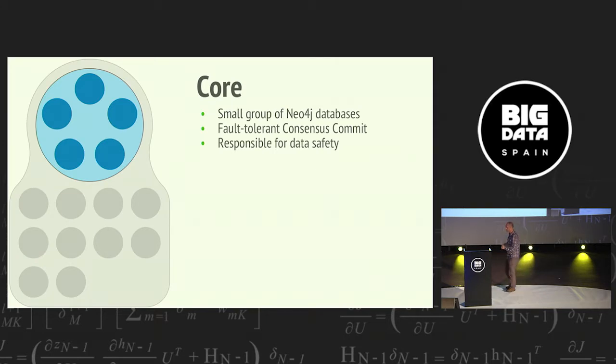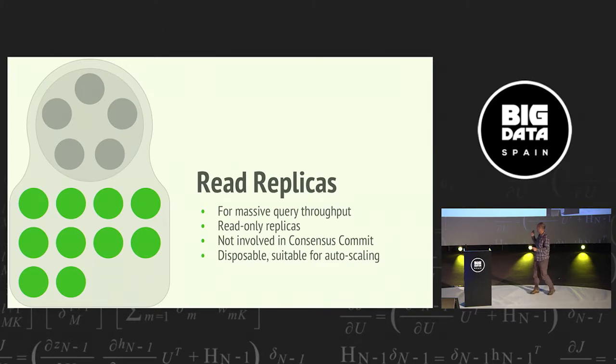So core is a small group of Raft protocol members effectively. Read replicas are for query throughput. They are how to manage enormous load in your Neo4j cluster. They are fully fledged Neo4j instances, but they do not participate in the Raft. In fact, they use an asynchronous log shipping mechanism, kind of Kafka-ish in a way, in order to stay up to date with respect to the core machines.